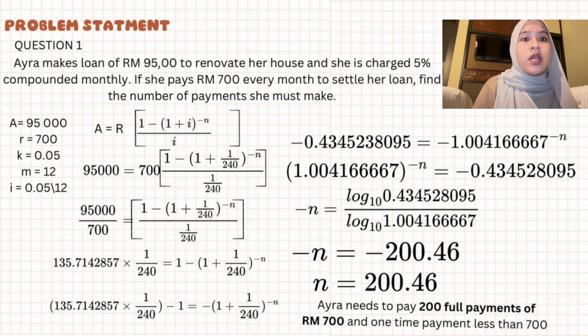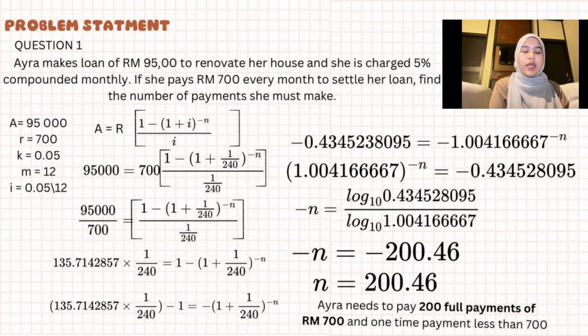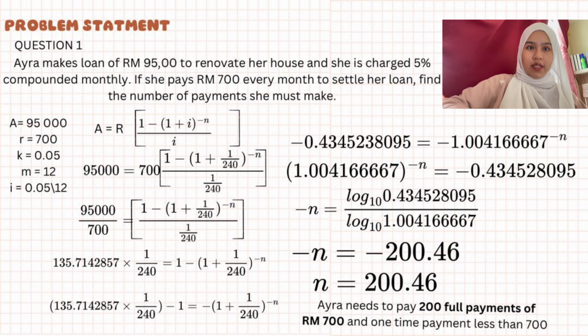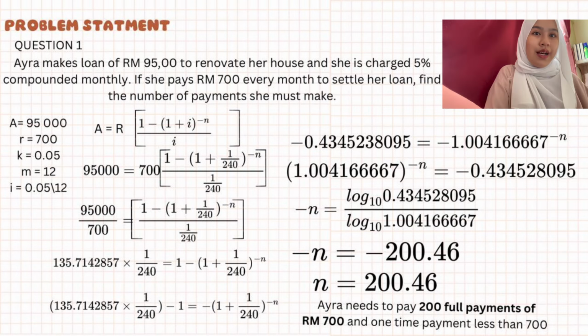We just put the values into the equation. So we will get bracket 1.00416667 to the negative power of n equals negative 0.34528095. Here we need to use log, so negative n equals log 0.34528095 divided by log 1.00416667. So negative n equals negative 200.46, and the final answer is n equals 200.46. So Iran needs to pay 200 full payments of RM 700 and one final payment of less than 700.